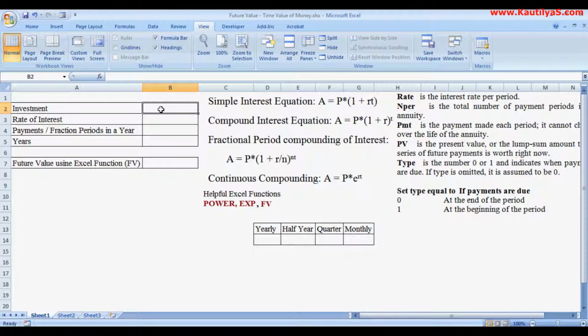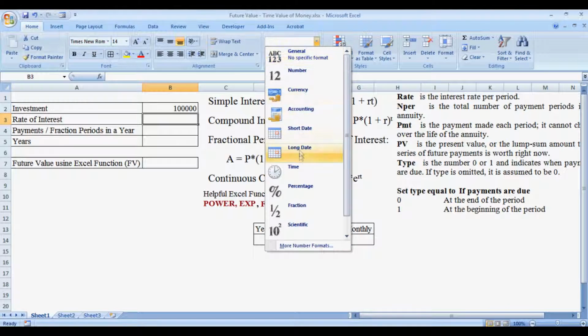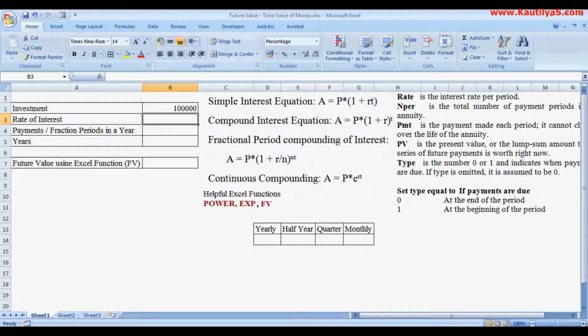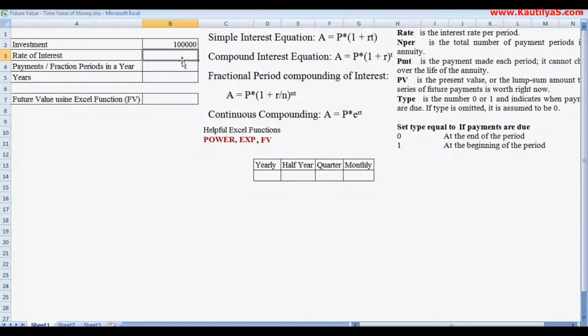For example, we make an investment of 1 lakh, and we are interested to know how this 1 lakh will grow in a given period of time. As the rate of interest is a percentage, we format this cell as a percentage. And the rate of interest, assuming that it is 10.25%.